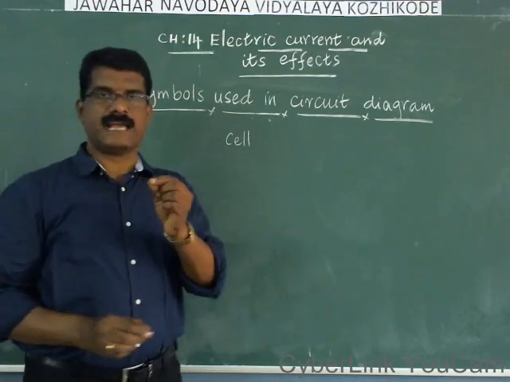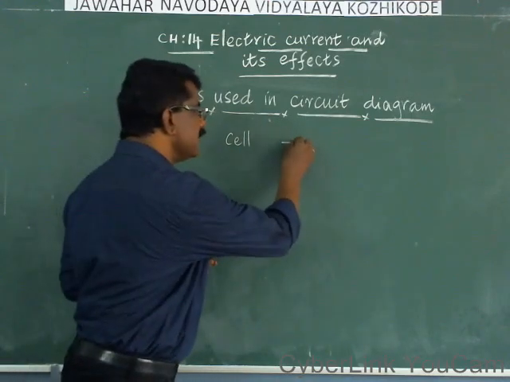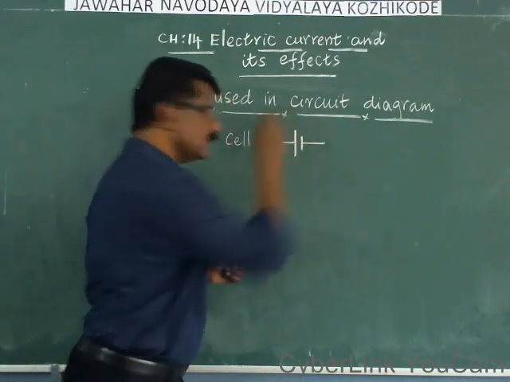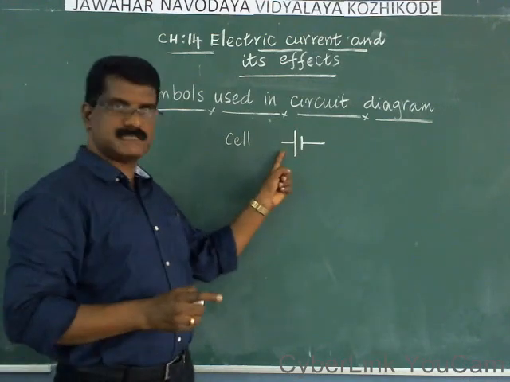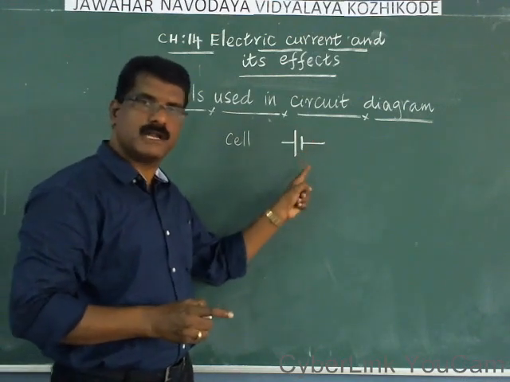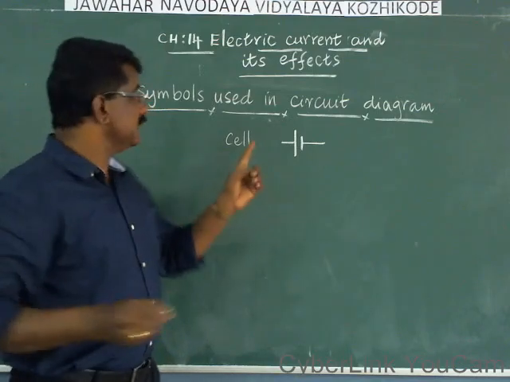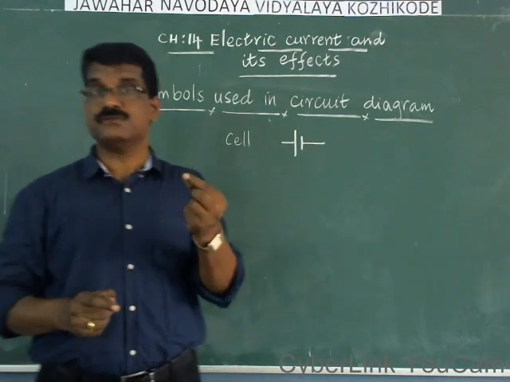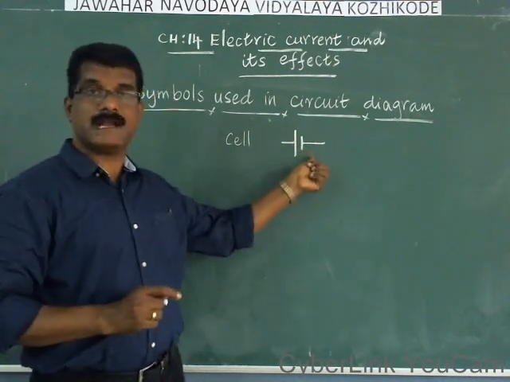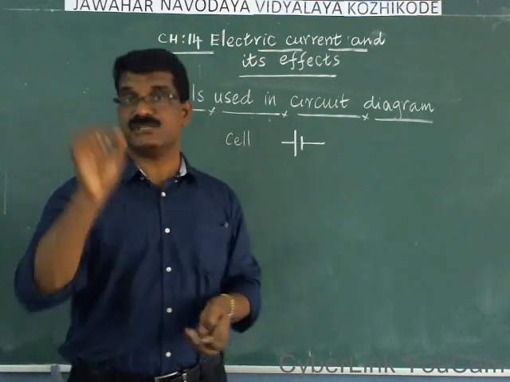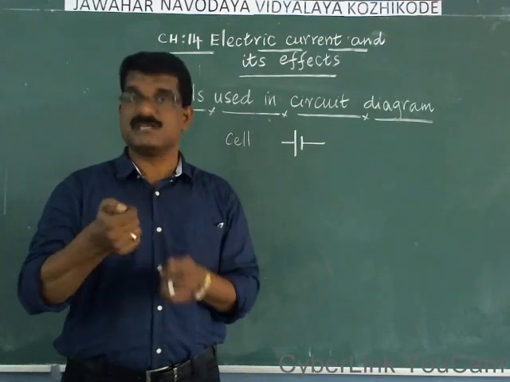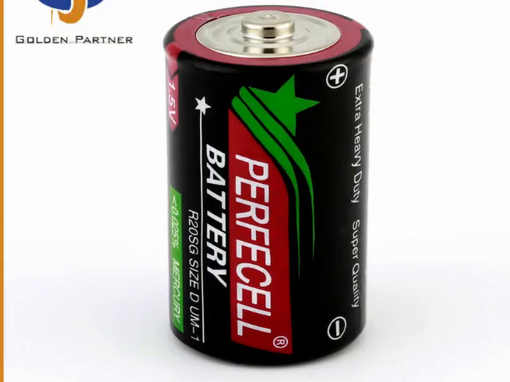A single cell can be represented by a big line followed by a small line. If you find a symbol like this, a big line followed by a small line, that indicates that it is a cell. The longer line indicates the positive terminal, and the shorter line indicates the negative terminal of a cell. A cell means a single cell, as we put in a torchlight, with a positive and negative terminal. So that is the cell.